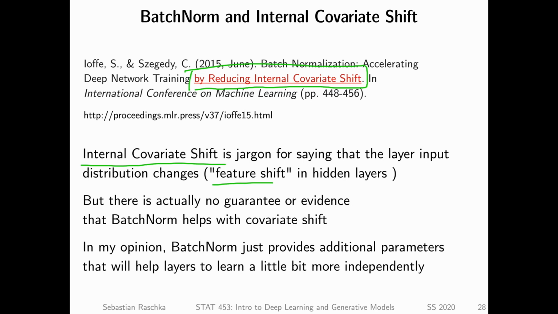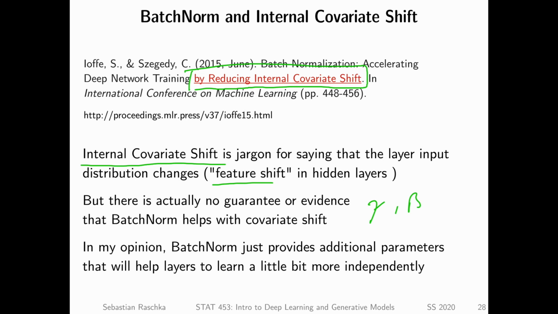And in my opinion, I mean, this is just an opinion, but in my opinion, batch normalization just adds additional parameters to the network. So we have these gamma and beta parameters that we add. So maybe it produces a network that has higher capacity. There was also a recent paper, I forgot the name, but if you really want to see that, I can maybe find this again.